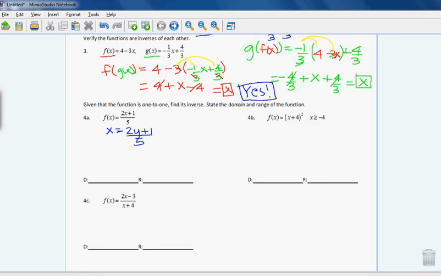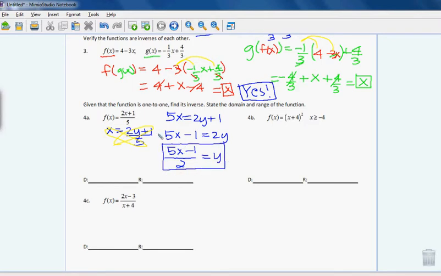And then we want to make sure that we cross multiply. Okay, so cross and cross. So then I am left with 5 times x equals 2y plus 1. And then we're going to subtract 1 from both sides. And we're left with 2y, and then make sure that we divide by 2, all over 2 equals y. So here's my inverse function.